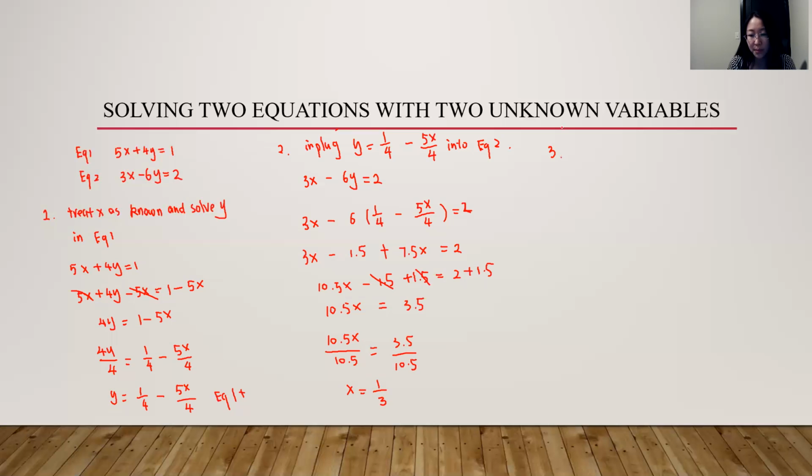And the third step is to plug x equals 1/3 into the equation, y equals 1/4 minus 5x divided by 4. So y equals 1/4 minus 5 multiplied by 1/3, divided by 4. We can further simplify the right-hand side of this equation.